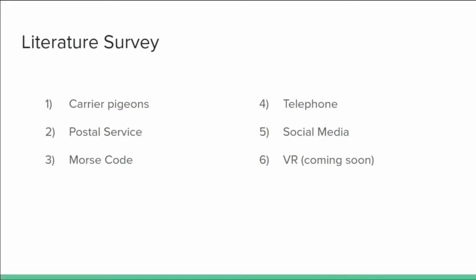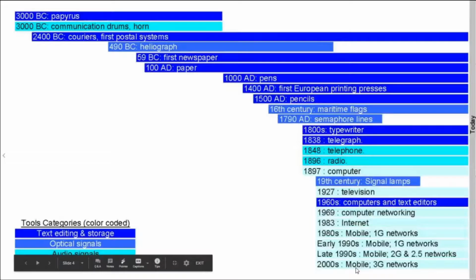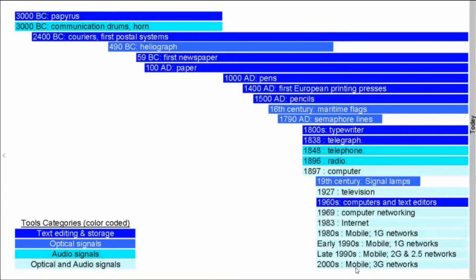So there are so many means of communication from person to person, and these are a few examples. As you can see, in ancient times we used to communicate with people at a distance by means of mail, then carrier pigeons, postal service, Morse code, telephone, social media, and best of all, VR, which we have now entered. We've started from the very basics of papyrus and come all the way to 3G networks, 5G networks, etc.